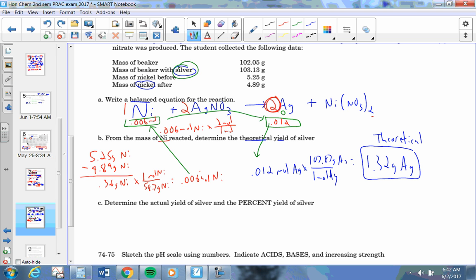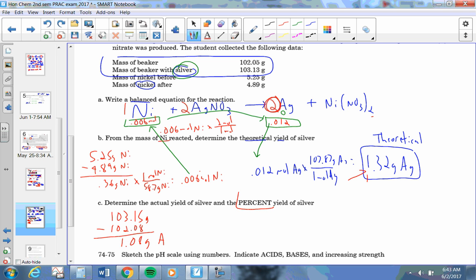Well, somebody went there, they got their beaker, they dried it out, and here's some data. And I can use that to figure out how much they actually got. Actual yield will be 103.15 grams. That's the mass of both the silver and the beaker. Subtract the weight of the empty beaker, and I'm going to get 1.08 grams of silver. Is that what I was supposed to get? I was supposed to get 1.3 grams.